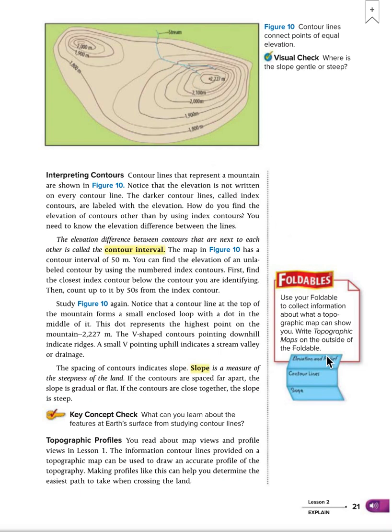The spacing of contours indicates slope, and slope is a measure of the steepness of the land. If the contours are spaced far apart, the slope is gradual or flat. If the contours are close together, the slope is steep. So here, where all these contours are super close together, that means this side is very, very steep.